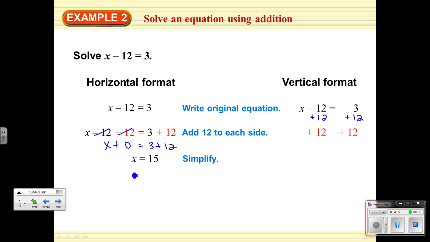And then I have a 3 plus 12 right there. It's written just like I need it to be written. And I still end up with x equals 15. This is the method I prefer. I don't care which method you use.